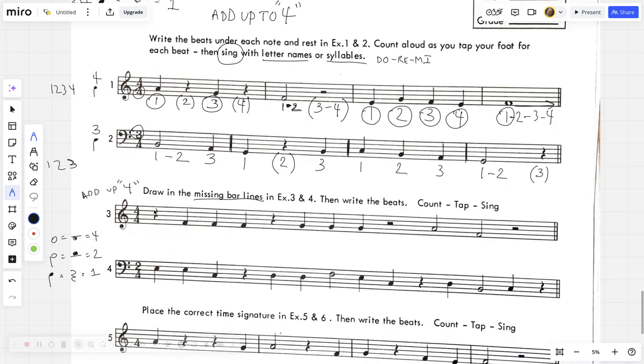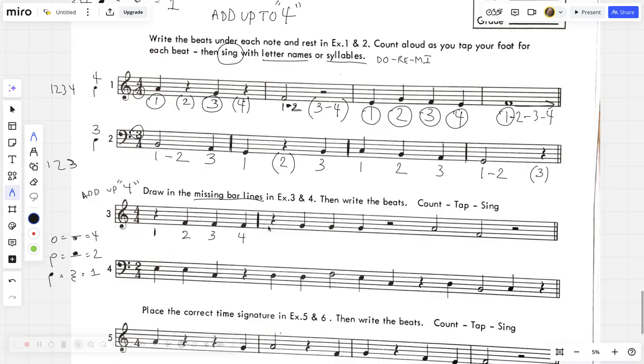So now we say every time we get to the number 4, we have to then put a bar line. So here we go. This is the first. This is a quarter rest. It gets 1. It's a quarter note. It's the second beat. It's a quarter note. It's the third beat. It's a quarter note. It's the fourth beat. We know we only have 4 beats in the measure. So what do we put? Our bar line.